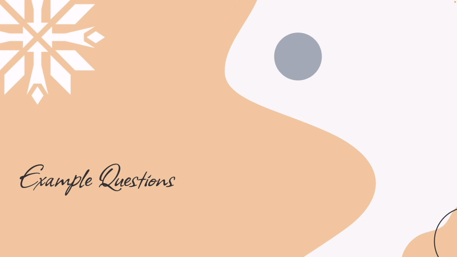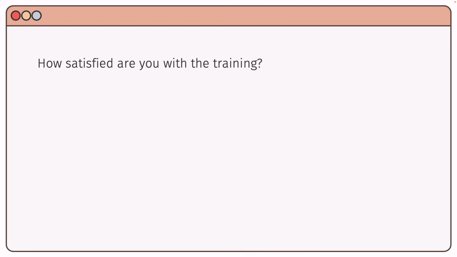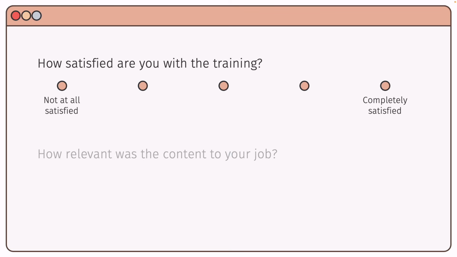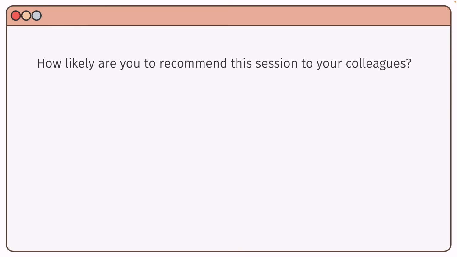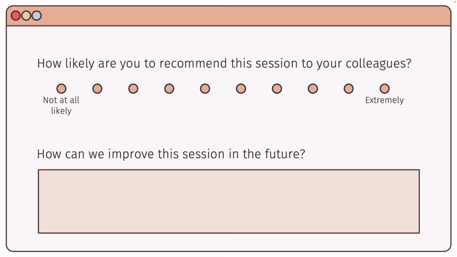Here's some example questions you can ask. How satisfied are you with the training, ranging from not at all satisfied to completely satisfied? How relevant was the content to your job, ranging from not at all relevant to completely relevant? How likely are you to recommend this session to your colleagues, from not at all likely to extremely likely? By the way, this last one is the so-called NPS, or Net Promoter Score. A lot of companies use this to measure how likely their customers are to recommend and engage with their products and services. How can we improve the session in the future?